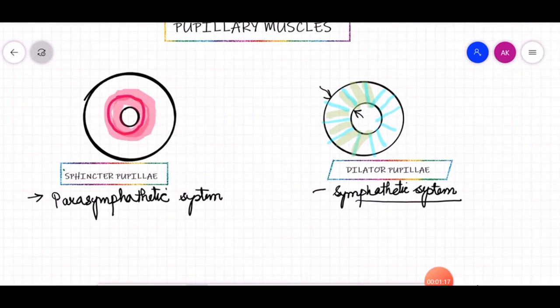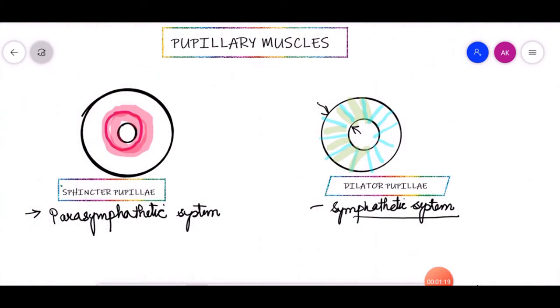Now, another difference between the two pupillary muscles is with respect to the ciliary nerves which go and supply these muscles. So for the sphincter pupillae, you can remember it as a mnemonic, that it is supplied by the short ciliary nerves.